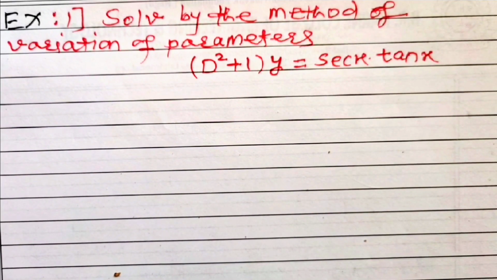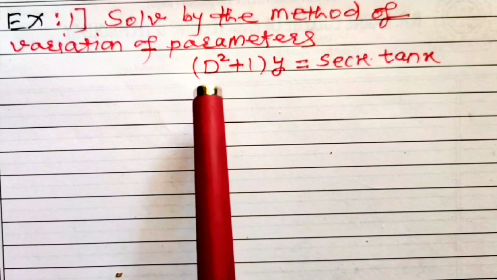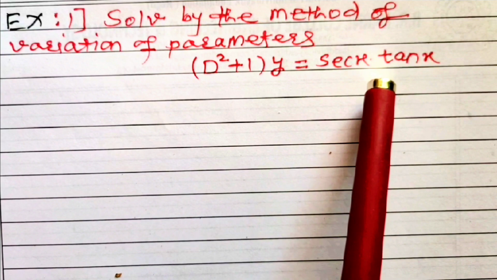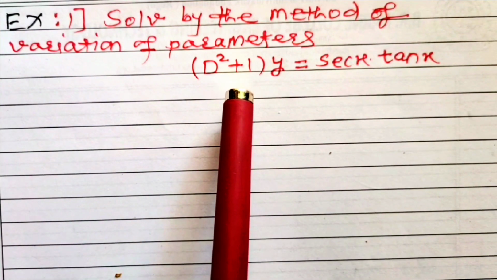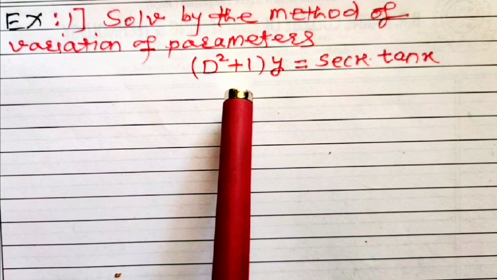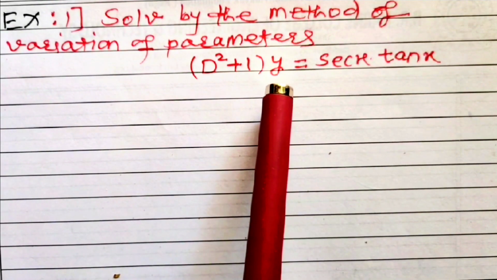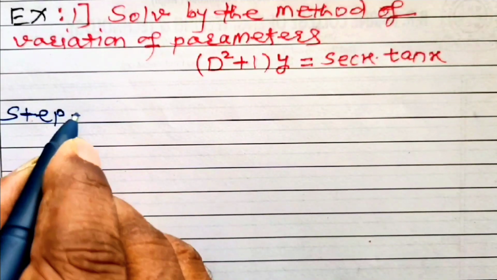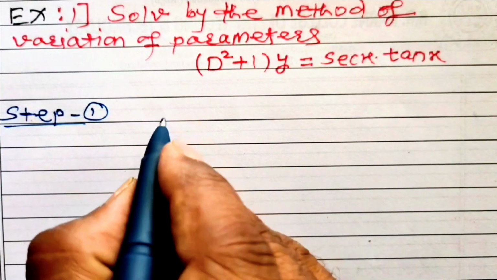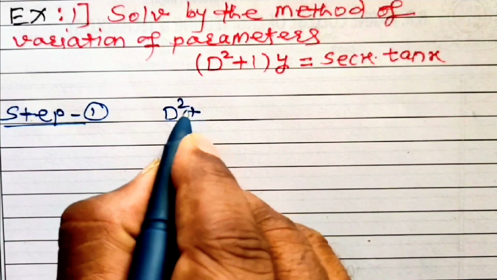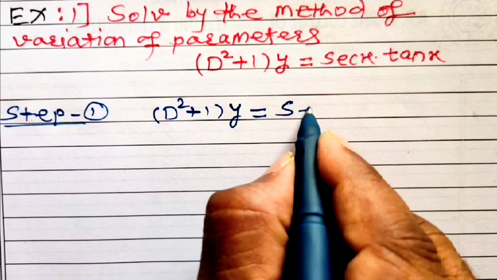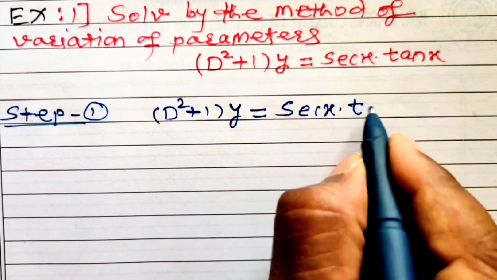Solve by the method of variation of parameters. The linear differential equation is (D² + 1)y = sec x tan x. This is a second order linear differential equation. So we have to solve this differential equation step by step. Step number 1: first of all write the given differential equation as it is: (D² + 1)y = sec x tan x on the right hand side.